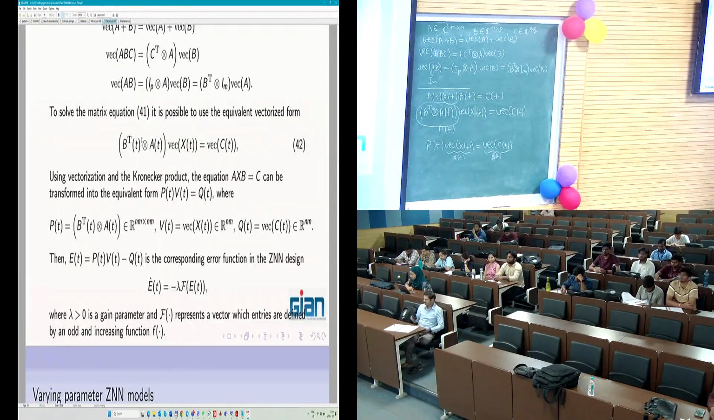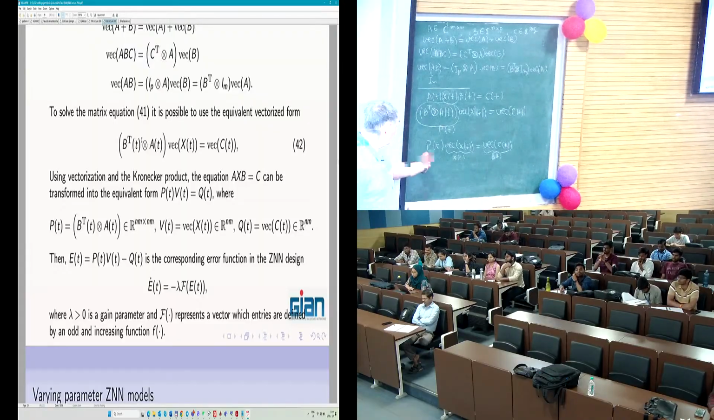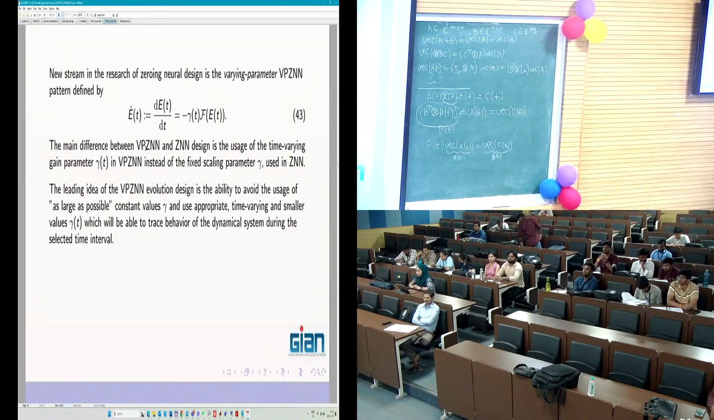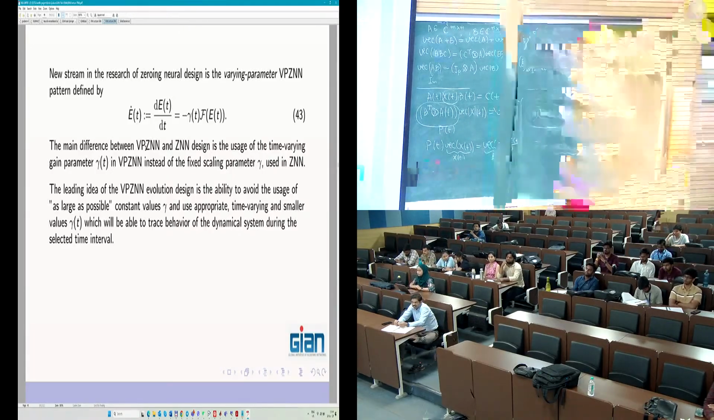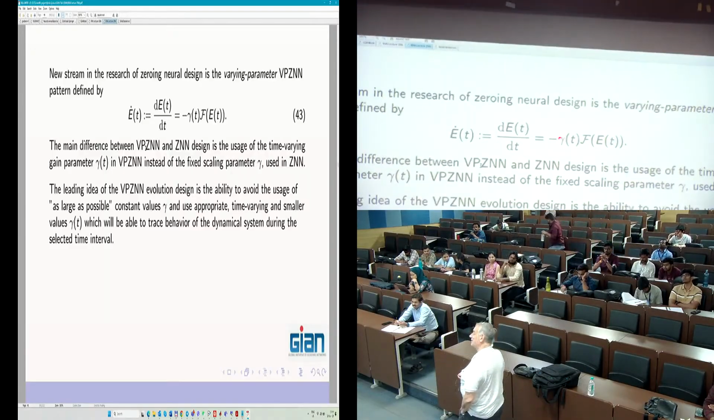ZNN model for solving a linear system. I think now it is Px equals B. I did it in 43. Gamma is not considered constant. Chinese colleagues then suggested that it is not necessary to use a constant; the approach is called varying parameter.